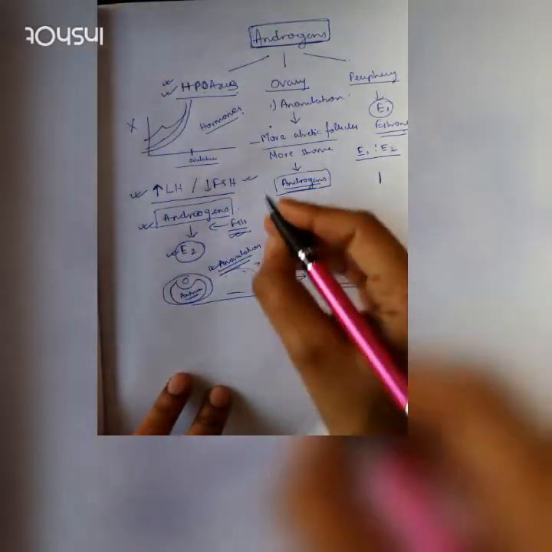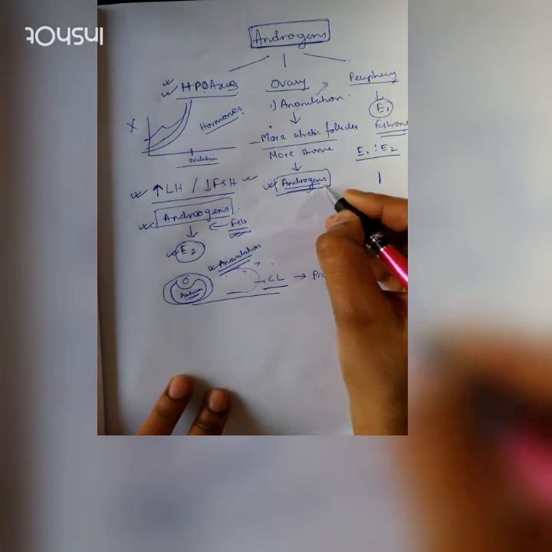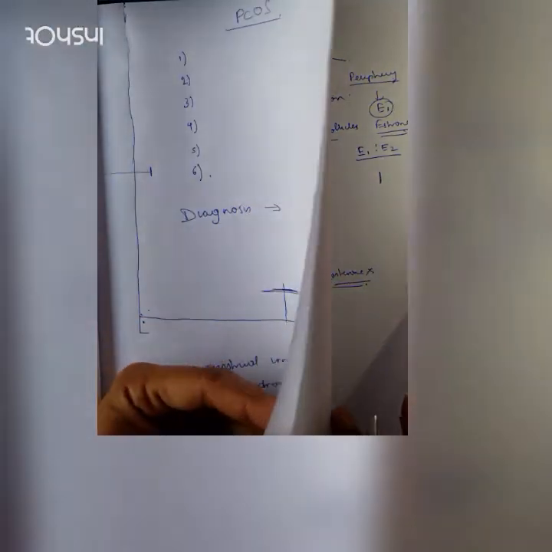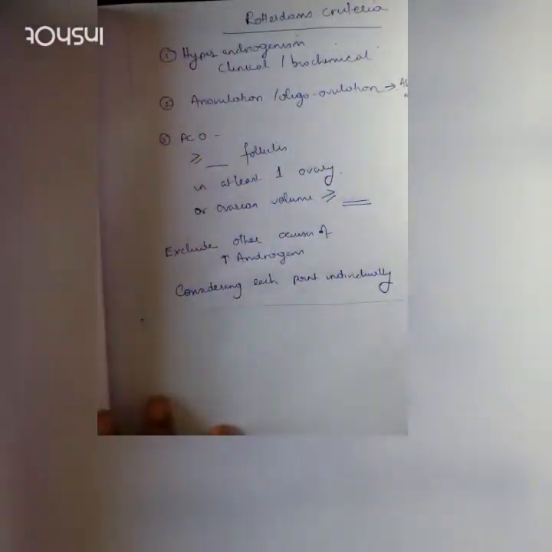Alright, this androgen is responsible for anovulation causing infertility. This is responsible for hirsutism. This is responsible for, again, increased insulin resistance and the metabolic syndrome. So this is at the center of your pathophysiology. Now coming to the diagnosis.